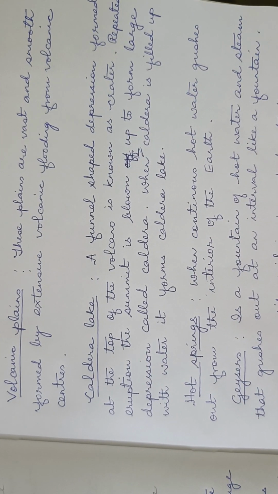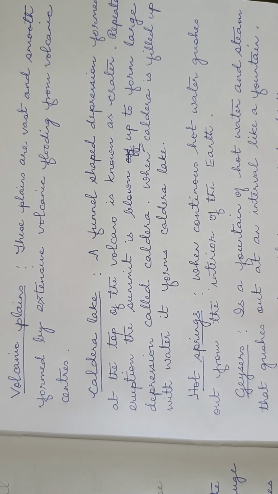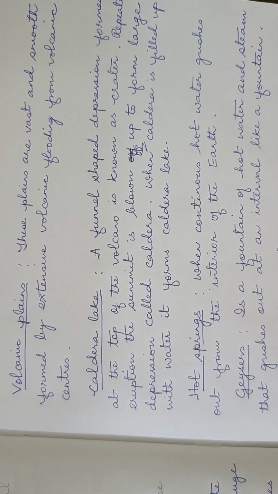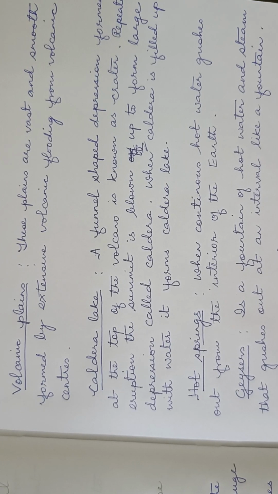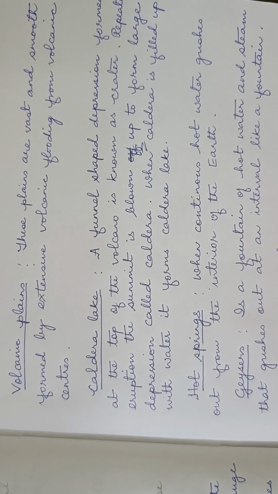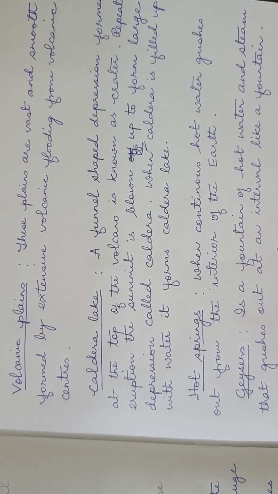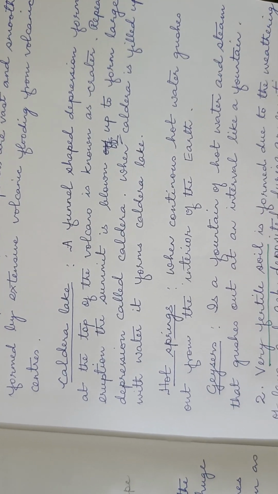Then we have hot springs and geysers. Now, hot springs and geysers, these are all hot waters that come out from the interior of the earth. If this hot water comes out continuously from the interior of the earth, then it is known as hot springs. And if this hot water and steam comes out at an interval in the form of a fountain, then we call it a geyser.